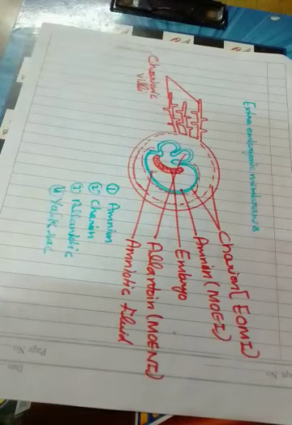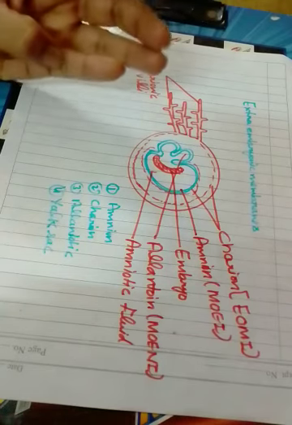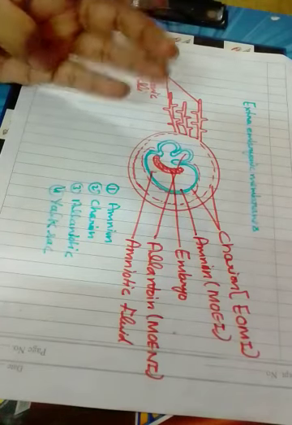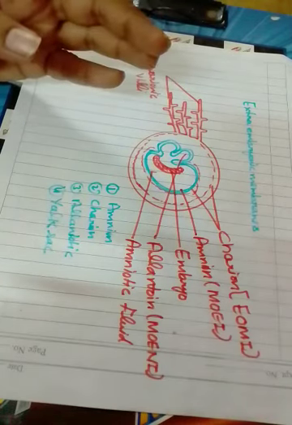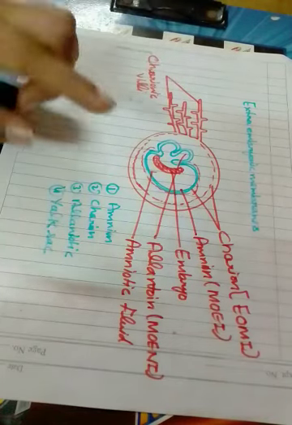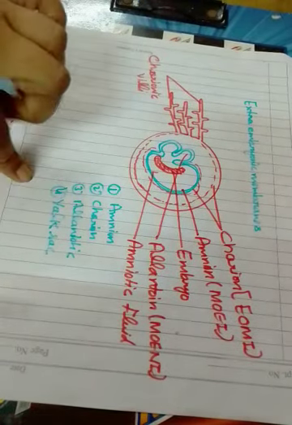After gastrulation we will see many changes. What changes? Epiboly, emboly, ingression, invagination, involution, etc. Now they form the different types of layers.